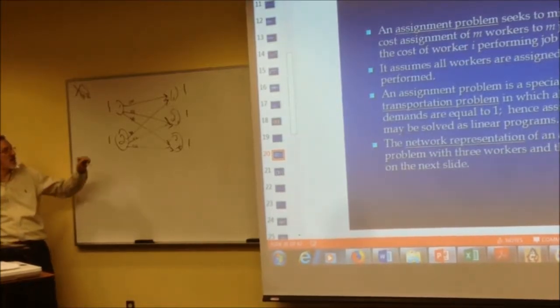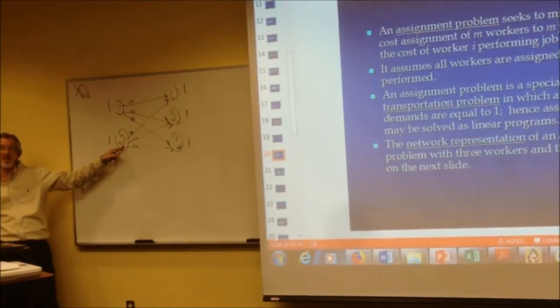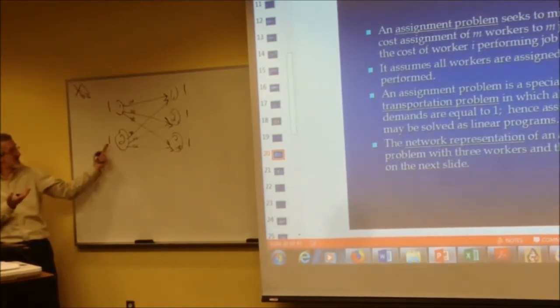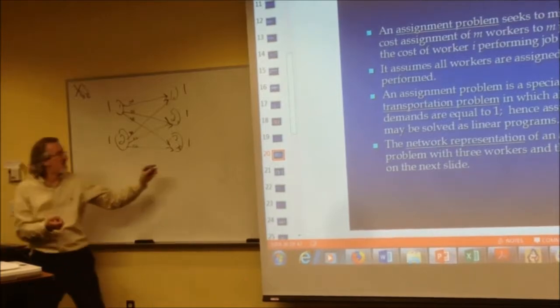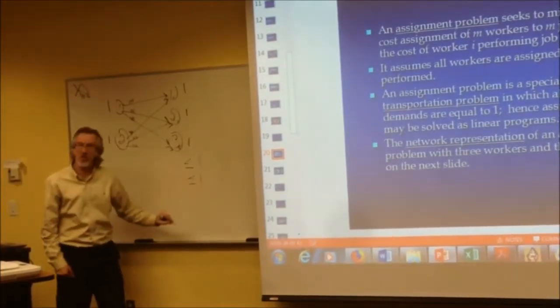Are you ready? If I were writing a constraint for this node right here, would it be less than equal, greater than equal, or equal to? Less than equal to what? 1. That's right. Just like transportation, but instead of 50, it's just a 1. So node 1, less than equal 1. Node 2, less than equal 1.